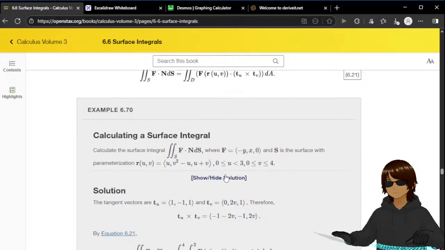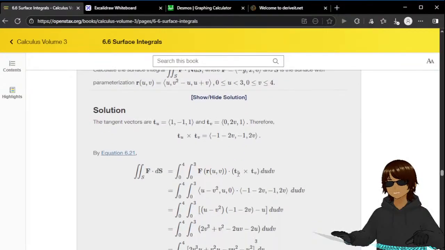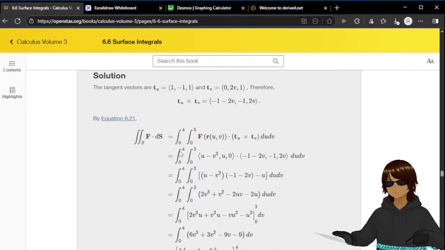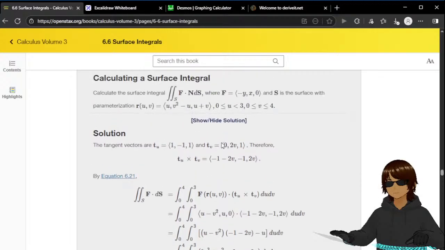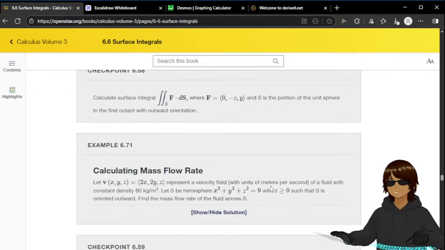Okay, let's see if they do what I said. tu is 1, negative 1, 1. tv is 0, 2v, 1. The cross product is this. So did they substitute v squared minus u over here? They did. Yeah. All right.